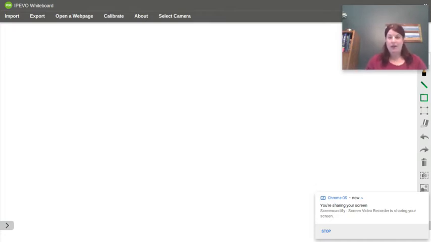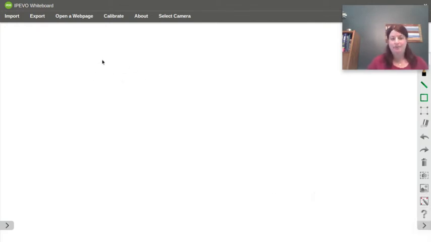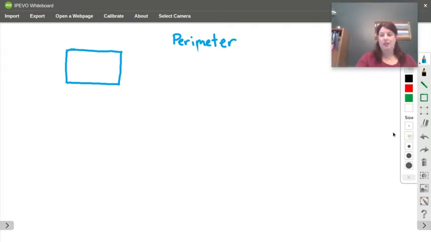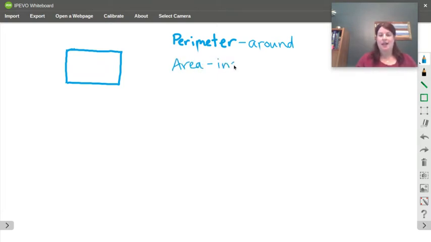So when we think about area, we're looking at the space inside of a shape. So if here we have a rectangle, the perimeter is the distance around a shape. Let me set this up a little better. If you took a walk around this rectangle, how far would you walk, basically? So we're thinking about the distance around. The area is the space inside.